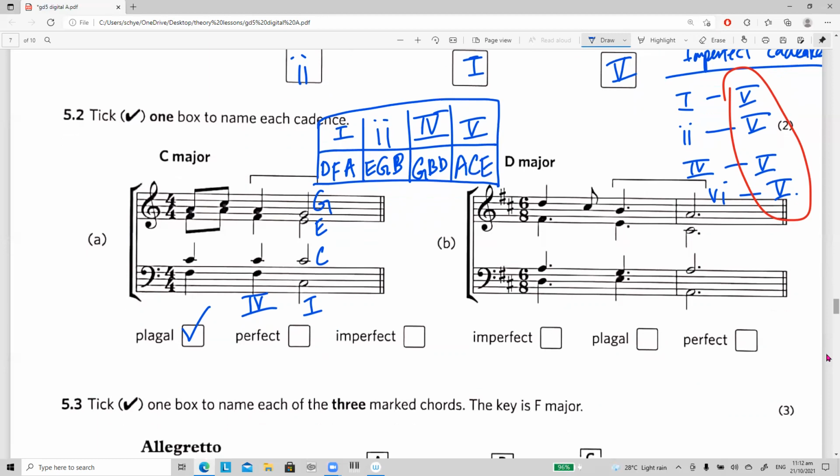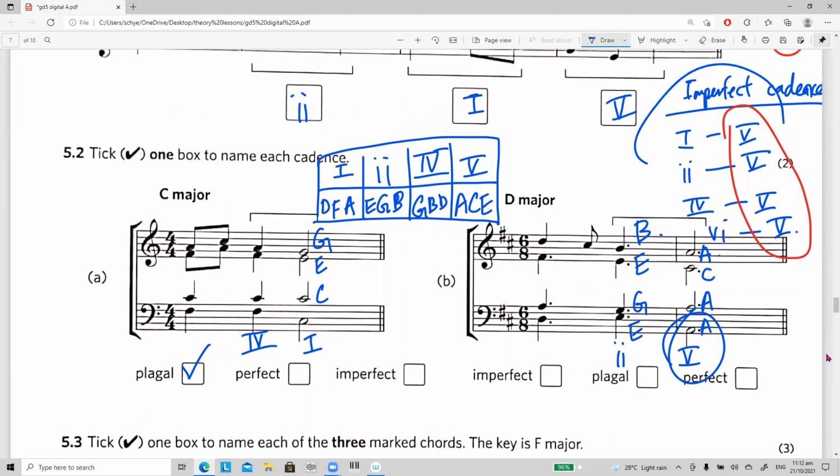Okay, the same thing. Right now the letter names are E, G, B. So E, G, B is chord 2. So you write down chord 2 here. Next chord is A, C, E. Chord 5 contains most of the notes. So this is 2 to 5. So in that case, it ends with 5. When the chord ends with 5, it will always be imperfect cadence. So here you can take imperfect cadence.